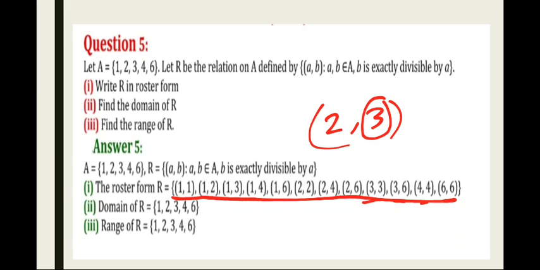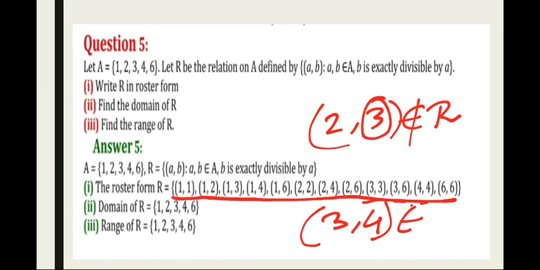Why? Because 3 is not divisible by 2, so it will not belong to the relation set. Similarly, you cannot take 3, 4 because 4 is not divisible by 3. These two elements do not belong to the set.